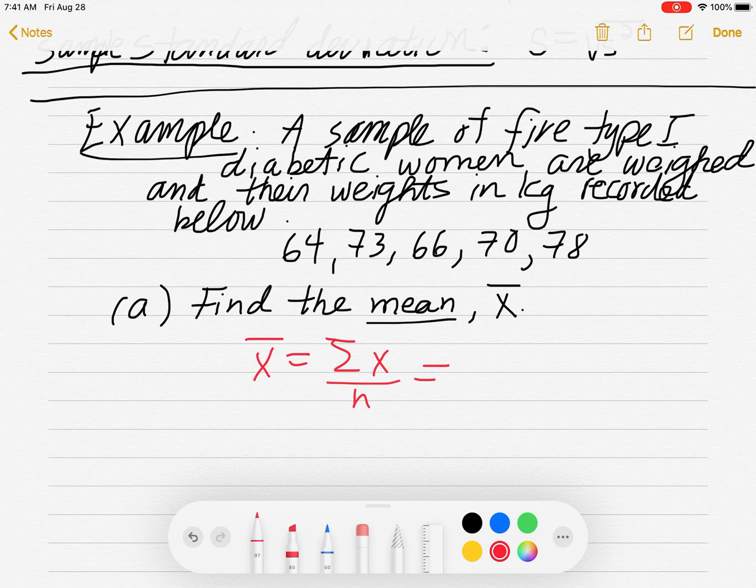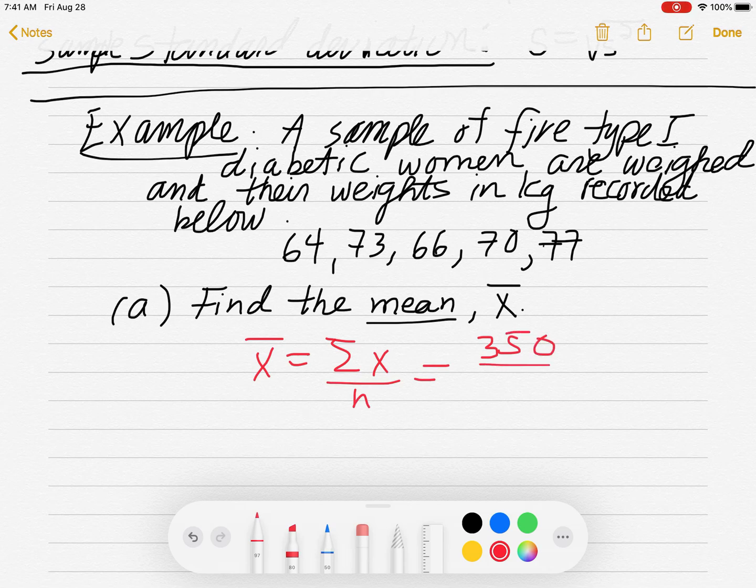Did I add those up right? Oh, let's make that last one 77. Let's change this last number to 77. I like 77 better here. Okay, 64 plus 73 plus 66 plus 70 plus 77. Okay, 350.